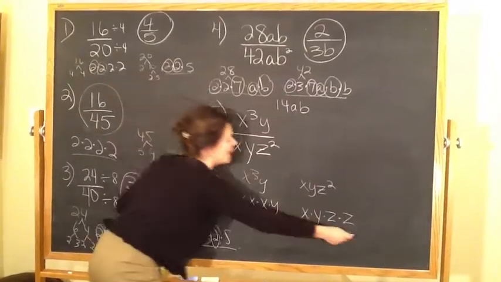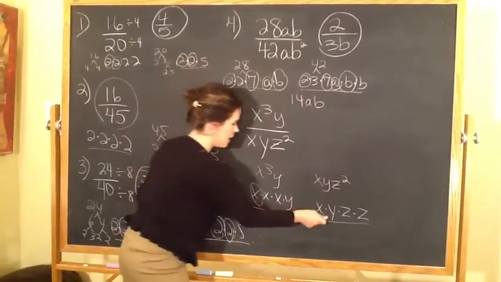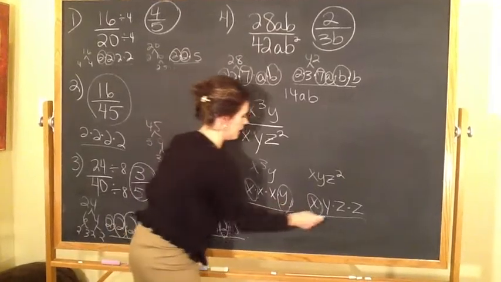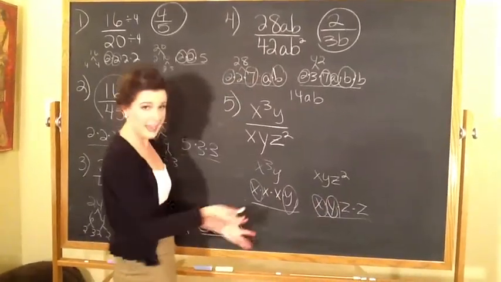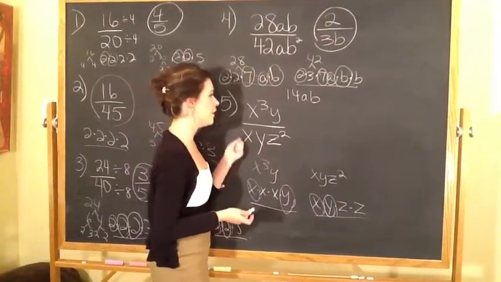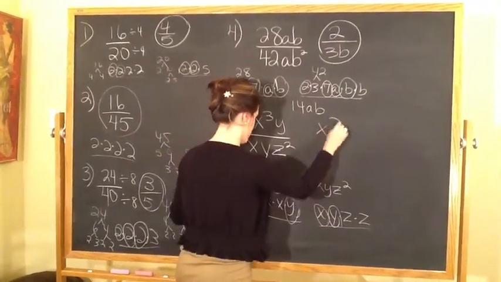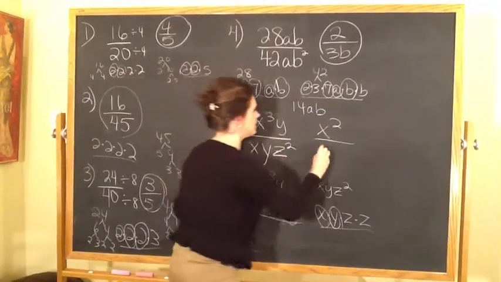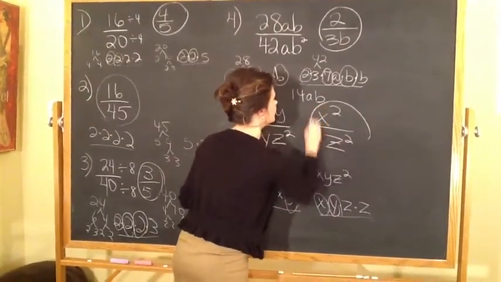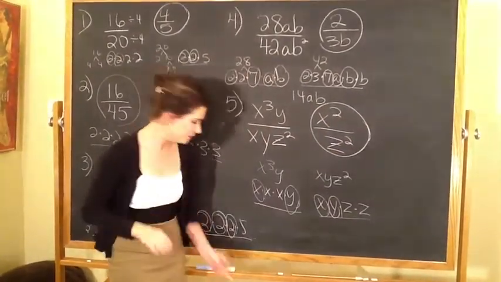So we have an x in common. We have a y in common. So we're going to take both x and y out of the numerator and the denominator. So we'll be left with x squared over z squared. This is the most simplified form of this fraction.